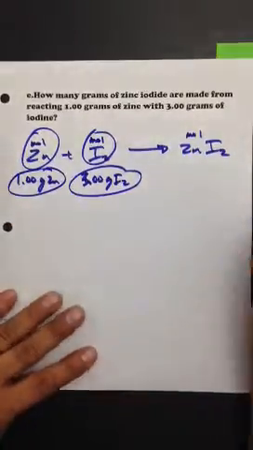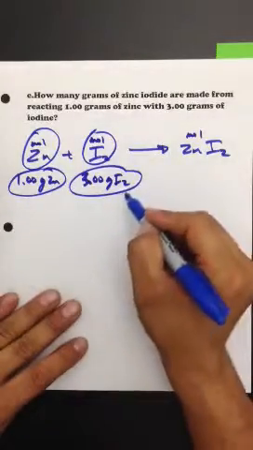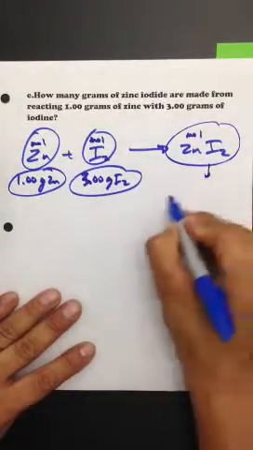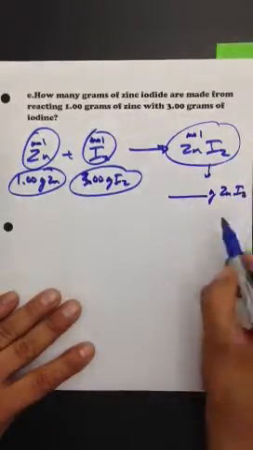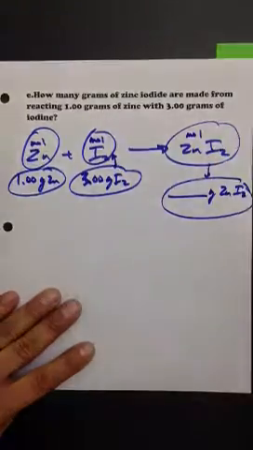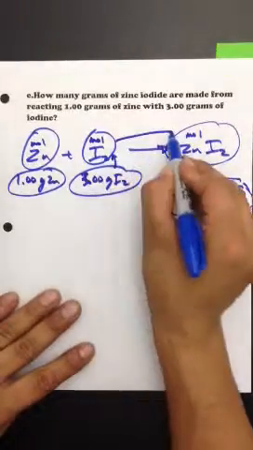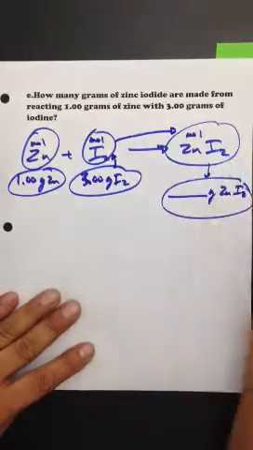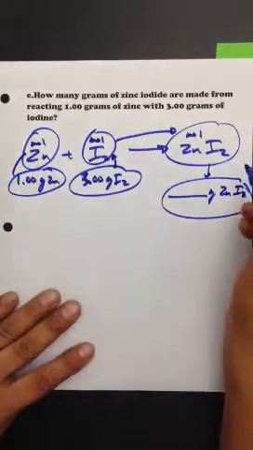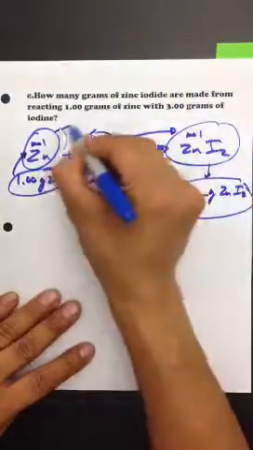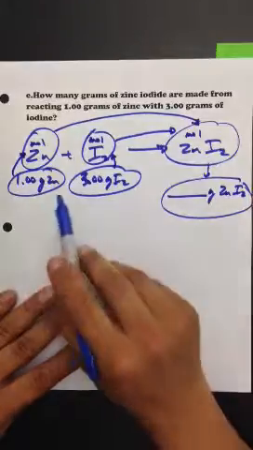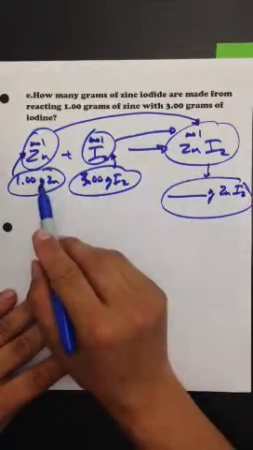Okay. So, anytime you have two amounts, the clue is it's a limiting reactant problem. We're trying to find out the grams of zinc iodide that we are making. Can we convert from grams of iodine to moles of iodine? Yes. And then can we go from moles of iodine to moles of zinc iodide? We sure can. How about this? Can we go from grams of zinc to moles of zinc? Yeah? And can we go from moles of zinc to moles of zinc iodide? Yes. So we need to find out which of these is the limiting reactant.